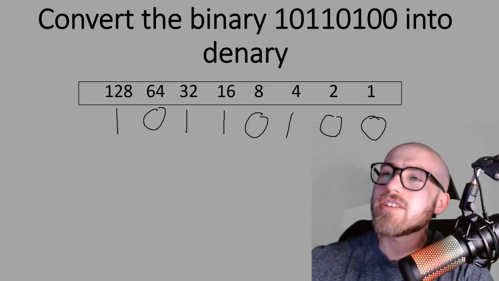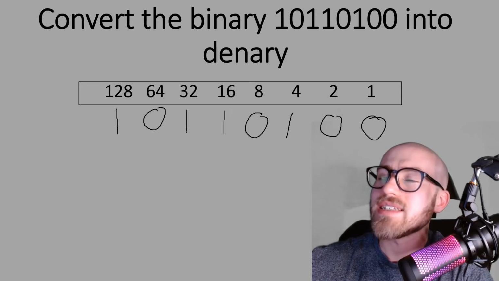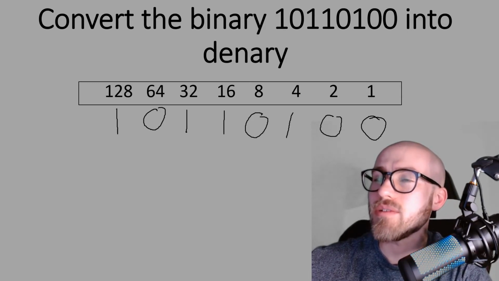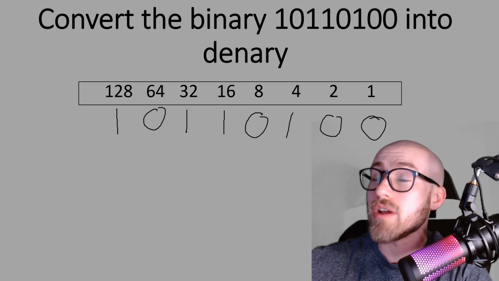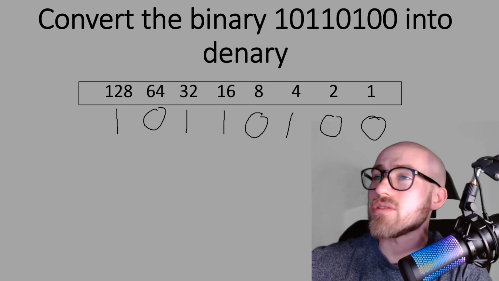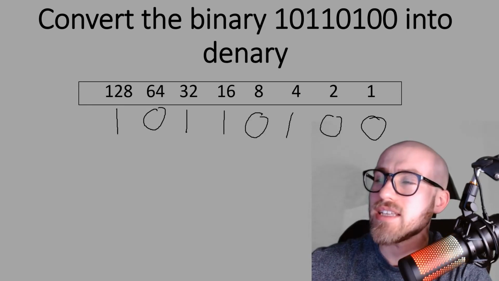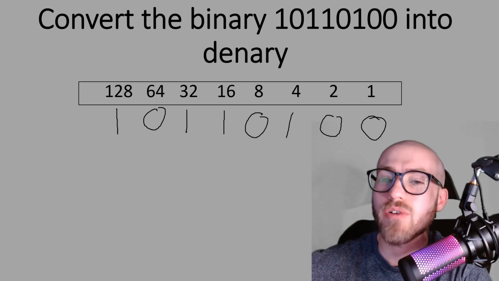Okay, and again, this comes into your practice of adding everything up where there's a 1. So 128 add 32 is going to give us 160. We're going to add 16 to that, which gives us 176. We're going to add 4 to that, which gives us 180. So this is the binary for the denary 180.